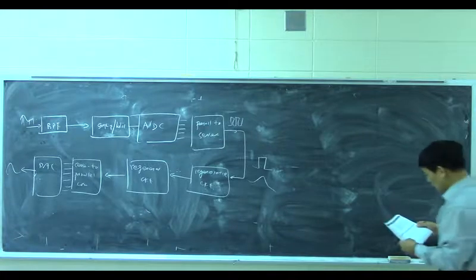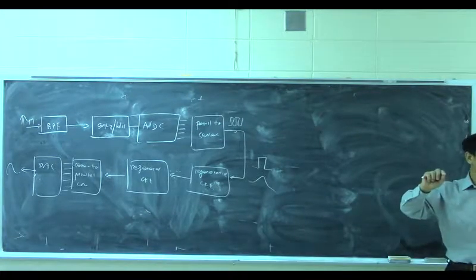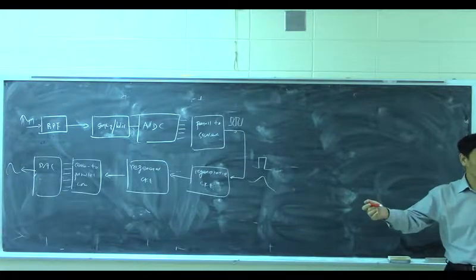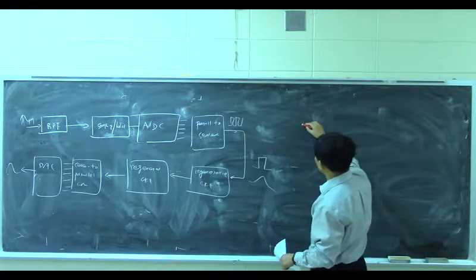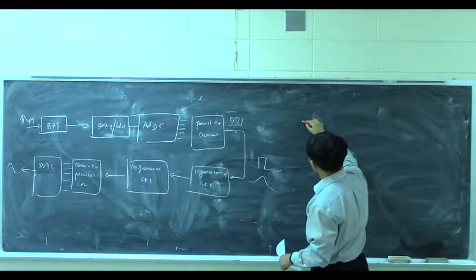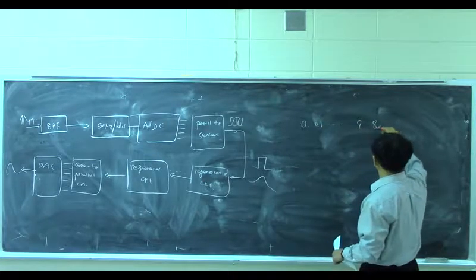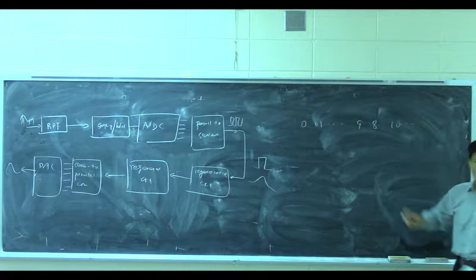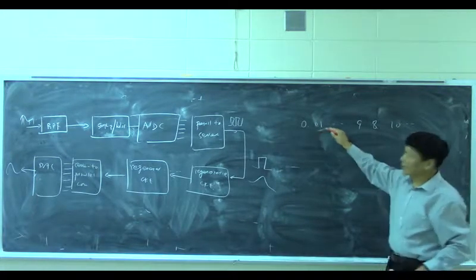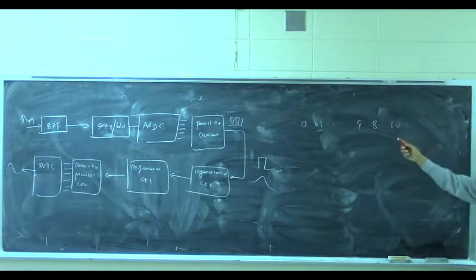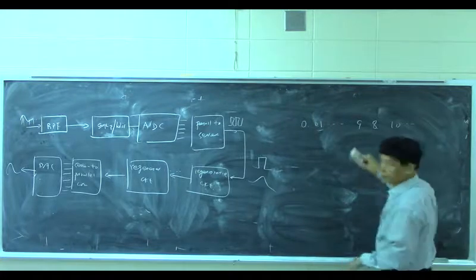And sometimes we do not need that absolute value. We need only relative value, right? For example, suppose we have numbers like 0.1, 9, 8, 10. If we want to PCM code these numbers, the smallest is 0.1 and the largest is 10. We need to consider the whole range, so we need to use more digits.